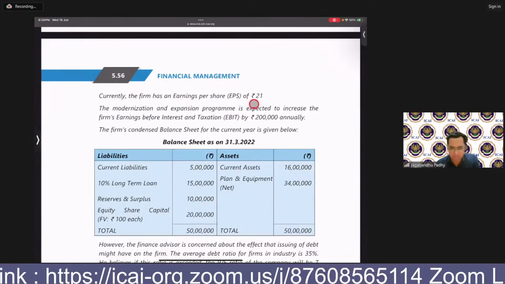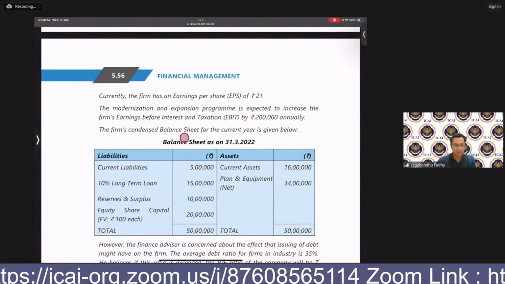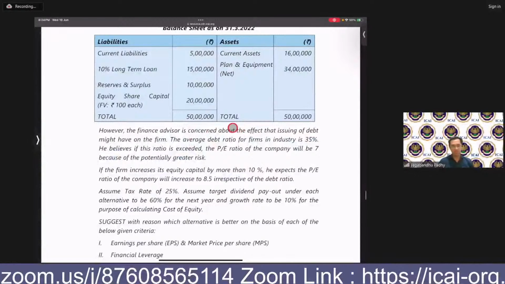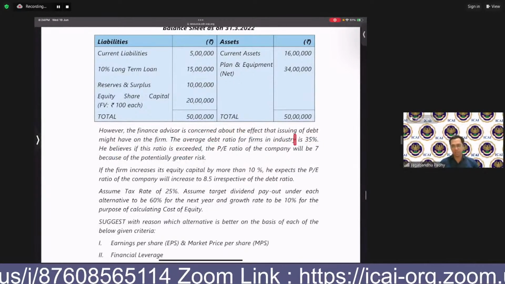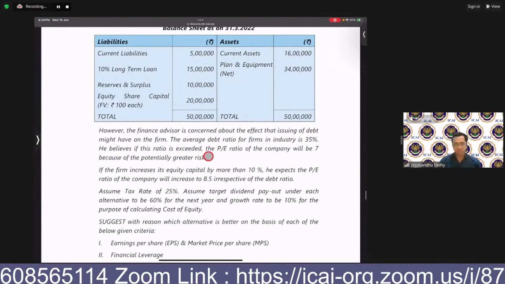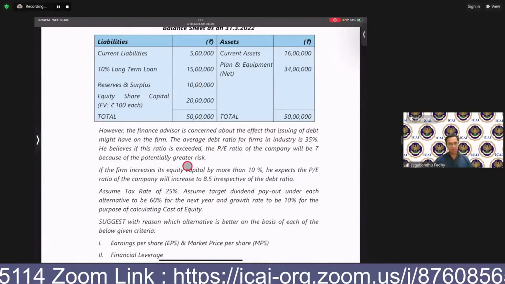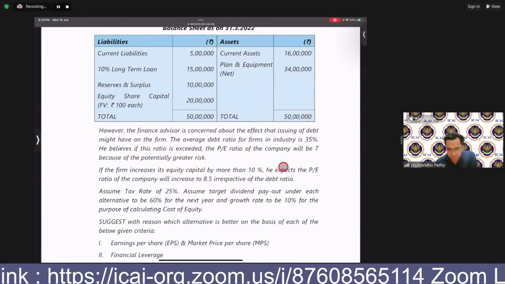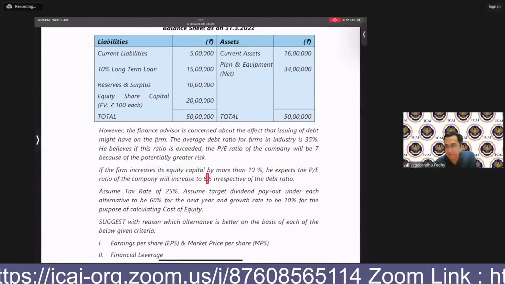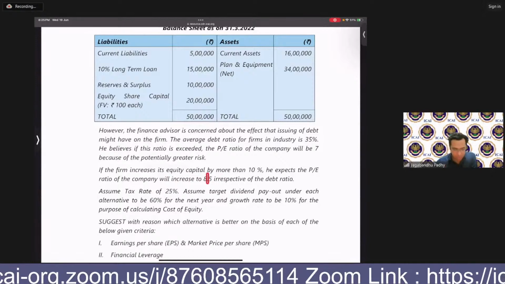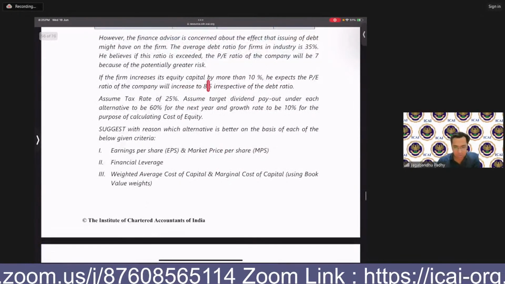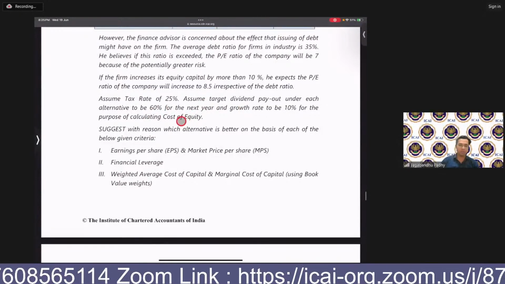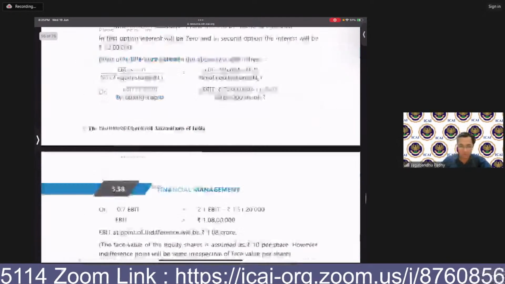Modernization and expansion program is expected to increase the EBIT by 2 lakh, and the firm's condensed balance sheet is given. The finance advisor is concerned with the effect that issuing debt might have on the firm. The average debt ratio for the industry is 35%, and if this ratio is exceeded, the P/E ratio will be 7. If the firm increases its equity capital by more than 10%, he expects the P/E ratio of the company will increase to 8.5. Specifically, you want only the cost of equity part. So assume the target dividend payout ratio under each alternative as 60%, and growth rate to be 10% for the purpose of calculating cost of equity.